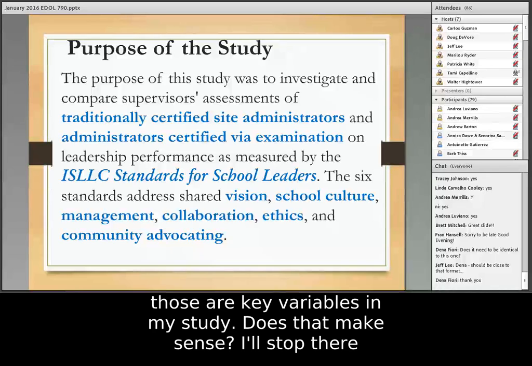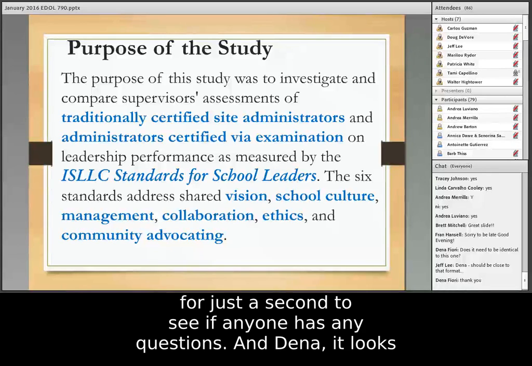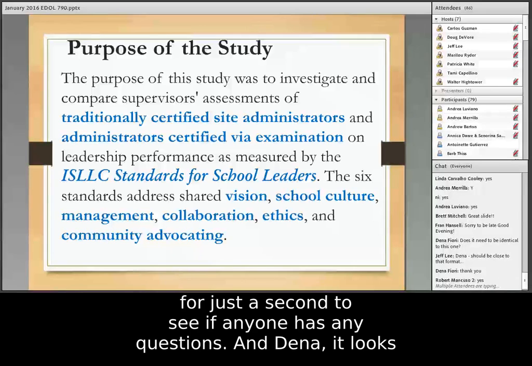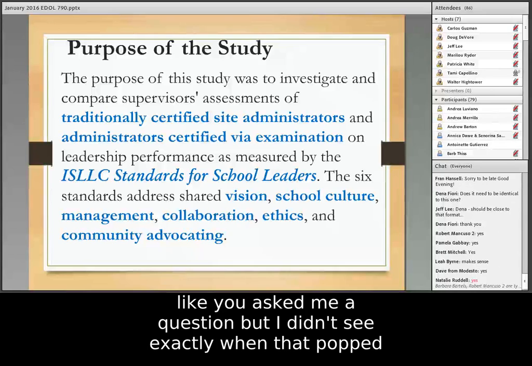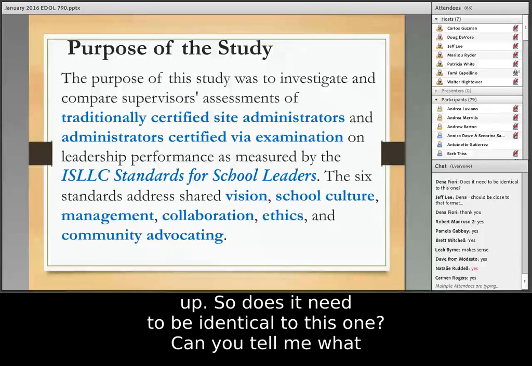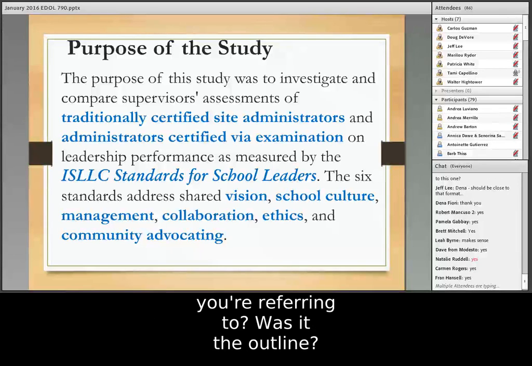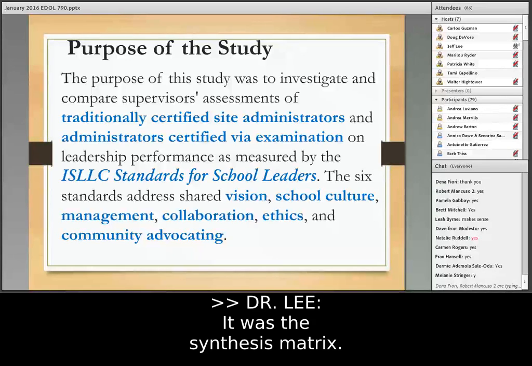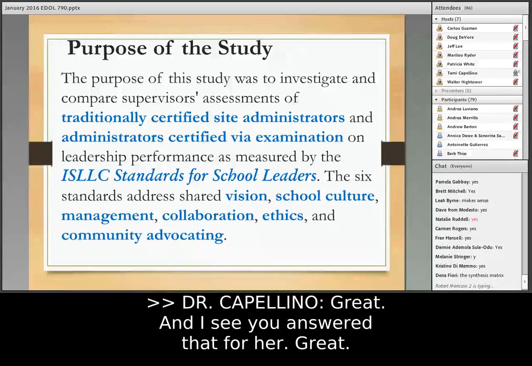Does that make sense? I'll stop there for just a second to see if anyone has any questions. And Dina, it looks like you asked me a question, but I didn't see exactly when that popped up. So does it need to be identical to this one? Can you tell me what you're referring to? Was it the outline? Kathleen, it was okay, the matrix. Okay, great. And I see you answered that for her. Great, thank you.